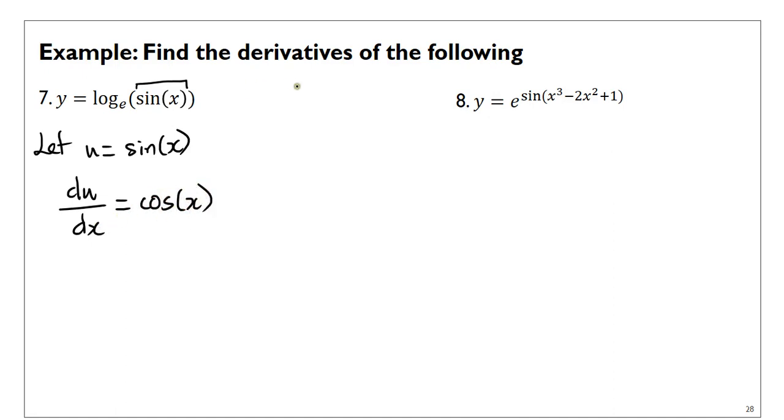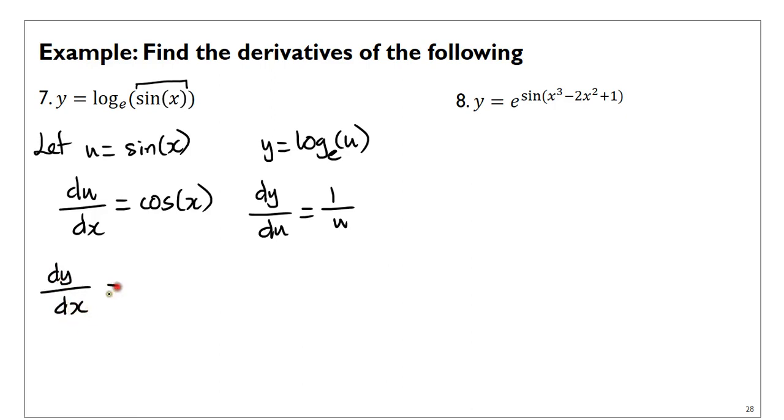So du/dx is cos of x. I can write y in terms of u. So y will be log to the base e of u, which means that dy/du is 1 over u. This is the derivative of the log to the base e. And now you can use the chain rule. dy/dx is dy/du times du/dx, which is 1 over u times cos of x.